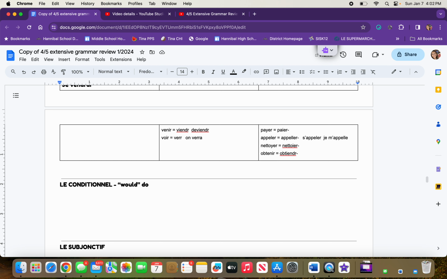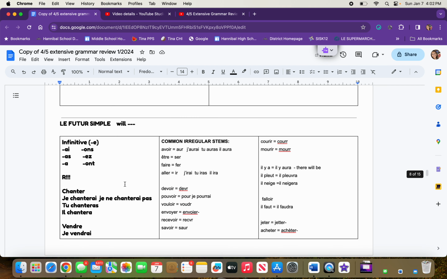You also use the conditional for some polite expressions, like je voudrais is conditional, and that translates to I would like. Je pourrais, I could, like I would be able to do that for you. Je devrais, I should do this for you. So sometimes it's used for polite expressions as well, but most of the time it's what you would do.